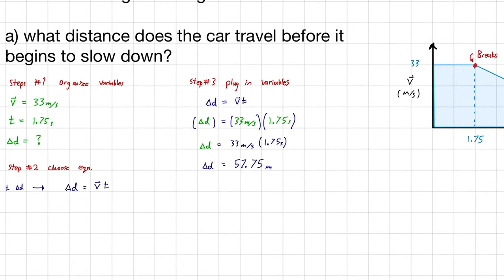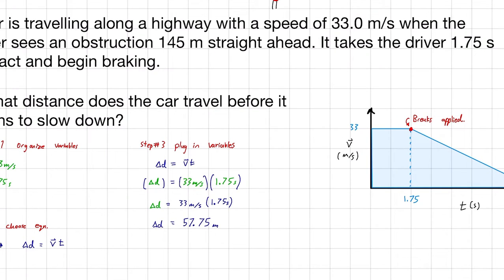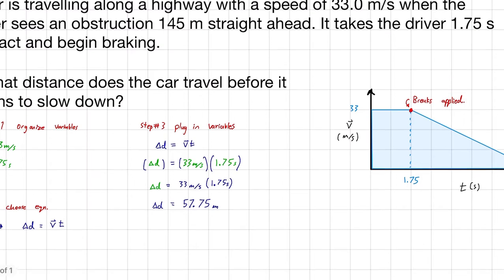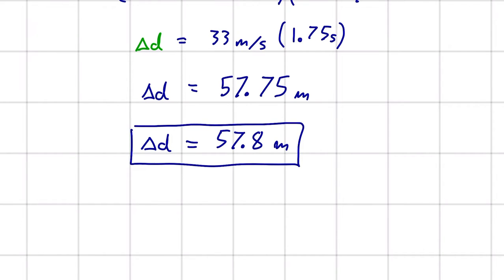Before we give our final answer, we want to look at significant digits. In the question, our values all have 3 significant digits. So in our answer here, it's good to provide just 3 significant digits. This 7 will round up to an 8 because of the 5. And that will be our answer.